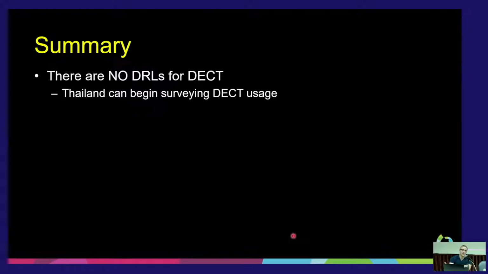As you have dual energy CT, you should start acquiring that data, start collecting it, and start working towards that 2,000 to 5,000 quantity so that you can maybe get a DRL here in Thailand.